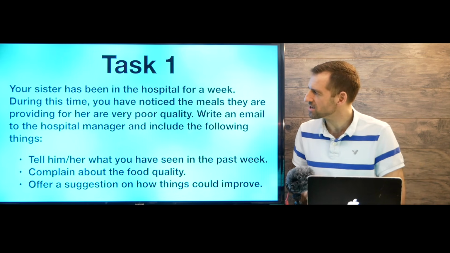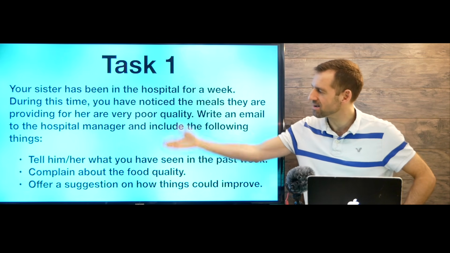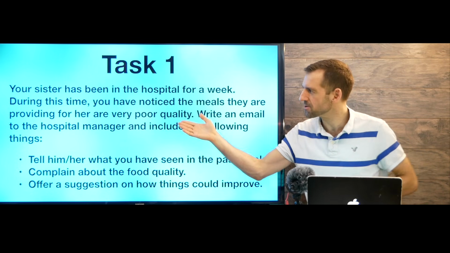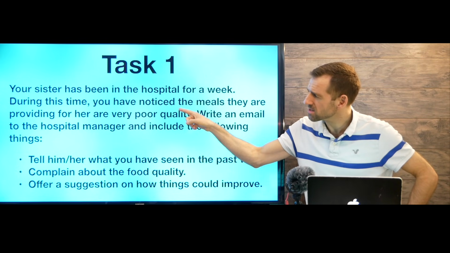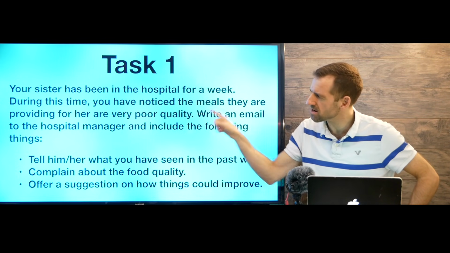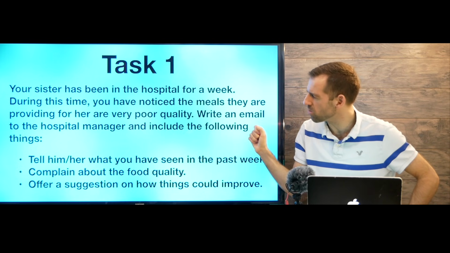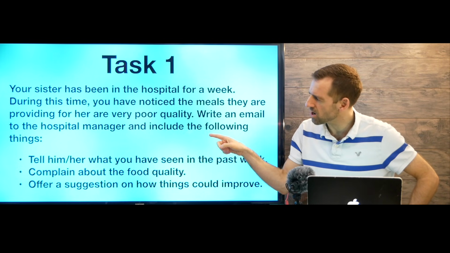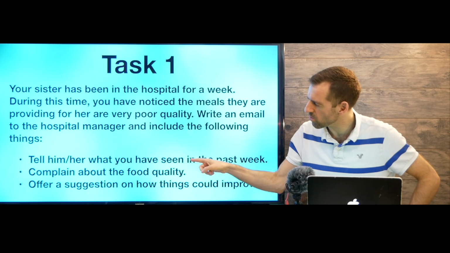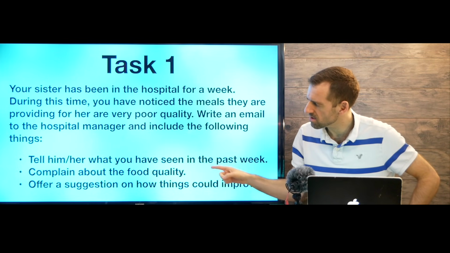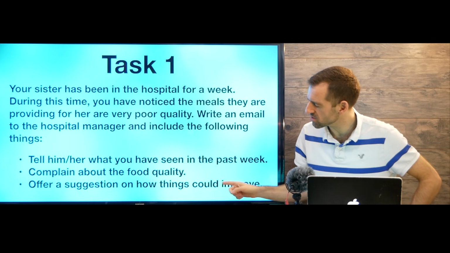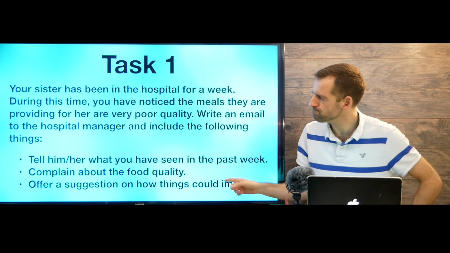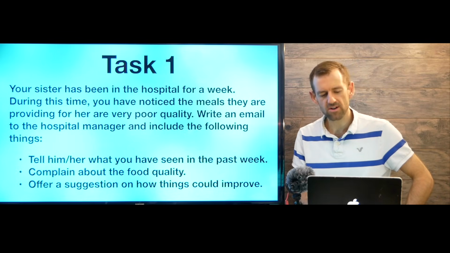Okay, so let's take a look at task 1. This is one of the examples from my book. Okay, your sister has been in the hospital for a week. During this time, you have noticed the meals they are providing for her are very poor quality. Write an email to the hospital manager and include the following things. Tell him or her what you have seen in the past week. Complain about the food quality. Offer a suggestion on how things could improve. Okay, so there is our task.